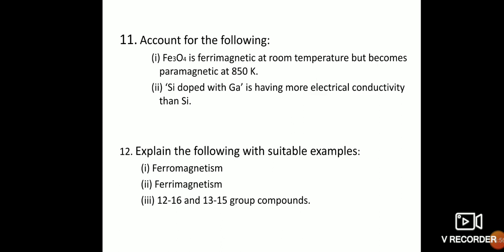Third one is 12-16 and 13-15 group compounds. These are types of semiconductors formed by the combination of group 12 and group 16 elements. In case of 13-15 group compounds, a cation of group 13 and an anion of group 15 are taken in order to increase the conductivity of the semiconductors.